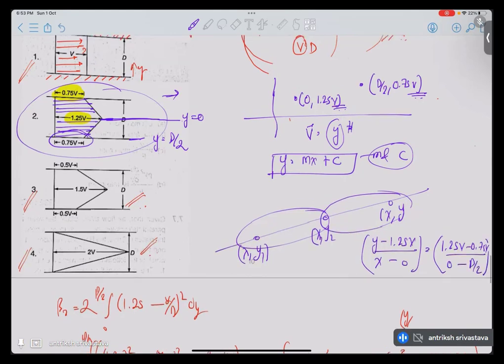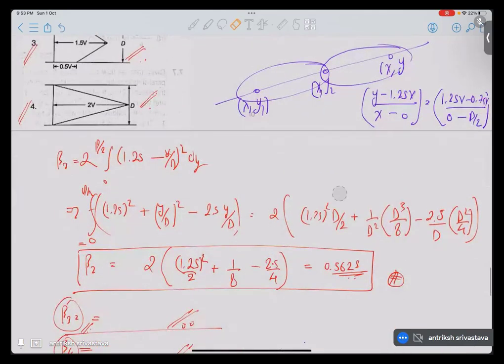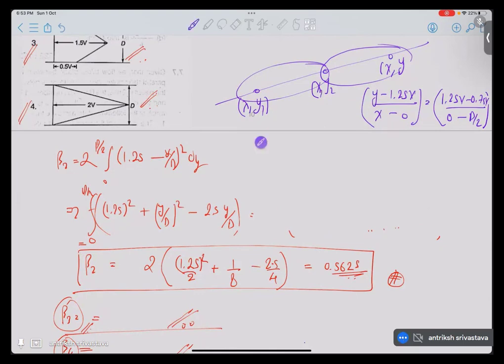So if you solve this expression, you are going to get y is equal to 1.5 v plus x into 1.5 minus 0.75, 1.25 minus 0.75 is 0.5, and into d by 2 minus d by 2, that is 1 minus 1.